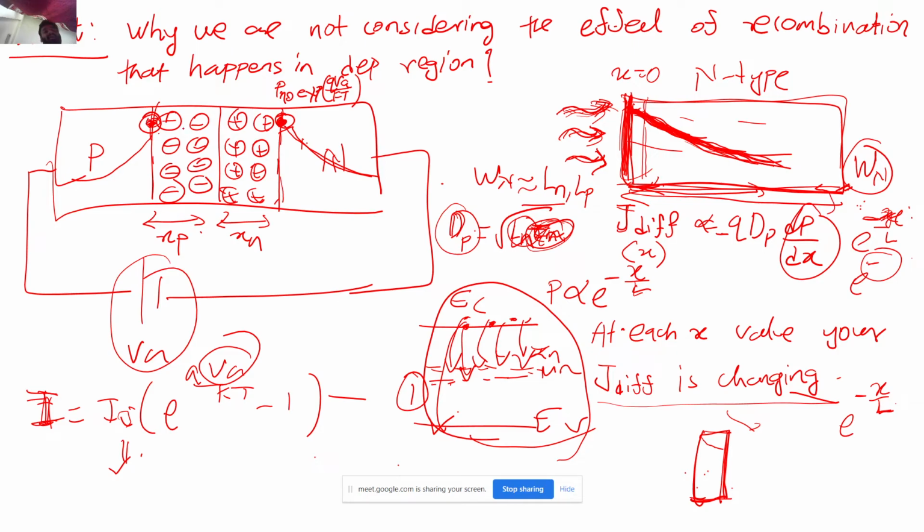So why are they not recombining in this region itself? One of the assumptions that we had used in the depletion region while calculating the current was that the width of the depletion region will be very small compared to Ln or Lp, the diffusion lengths of the holes and electrons. So this was one of the assumptions that was there.